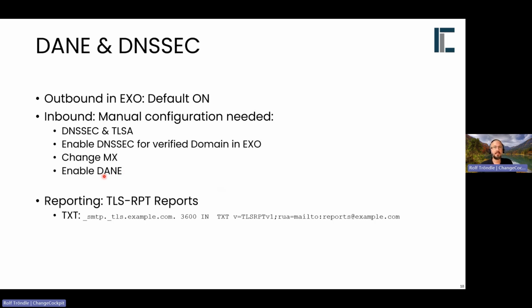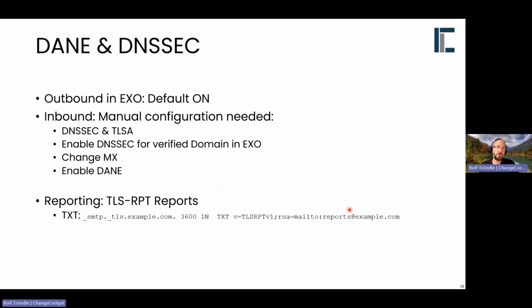And this is part of DANE and DNSSEC, and there are also reporting options available. TLS-RPT reports, that's kind of optional. If you would like to have these reports, then you would add another TXT record in your public DNS called _smtp._tls.example.com, and then you specify the email address where the reports will be sent to. This is like for DMARC. We will also see this later for DMARC.